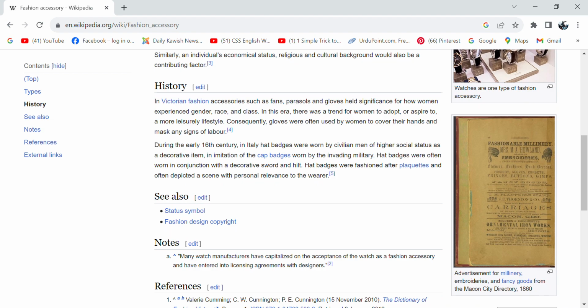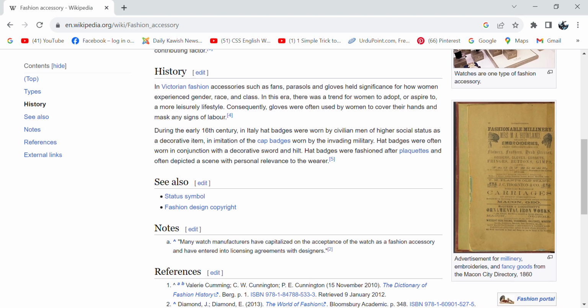History. In Victorian fashion, accessories such as fans, parasols, and gloves held significance for how women experienced gender, race, and class. In this era, there was a trend for women to adopt or aspire to a more leisurely lifestyle. Consequently, gloves were often used by women to cover their hands and mask any sign of labor.